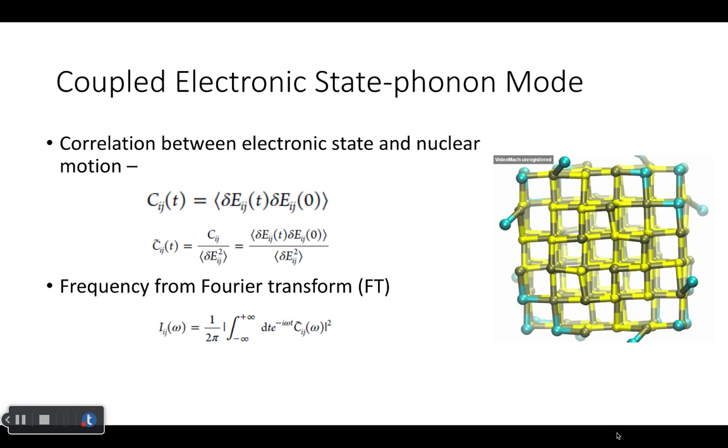Ei of t minus Ej of t. So it's the vertical transition energy between the two states I and J. So here it is just the difference at the same moment of time, right? Between each pair of levels, maybe not neighboring, each pair of levels, yeah.